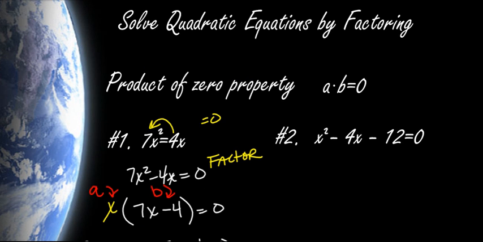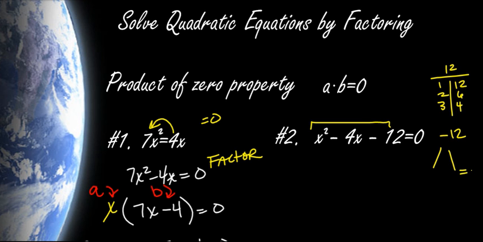Alright, let's look at a different one, and we're going to follow the same rules. The first thing we need to do is factor. So we're going to take the a times that last number c, so we end up with a negative 12. Now if we're looking at factors of 12, you can have a 1 and a 12, a 2 and a 6, and a 3 and a 4. Now if we want factors of 12 that add to a negative 4, the only thing we can use would be a 6 and a 2, if the 6 was negative and the 2 was positive.